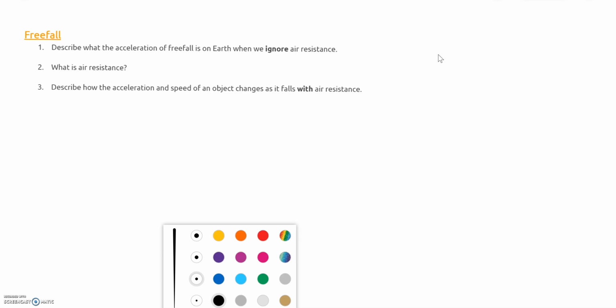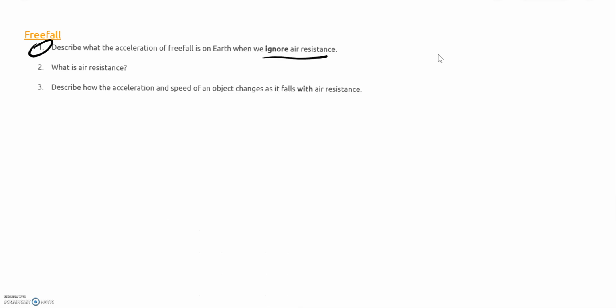So, describe what the acceleration of free fall is on Earth when we ignore air resistance. That's number one. So, first of all, ignore air resistance. Well, air resistance is all around us, so you won't be able to relate to this very easily because ever since you were born, you've lived on planet Earth, hopefully, unless your physics teacher comes from another planet. That means you've experienced air resistance.